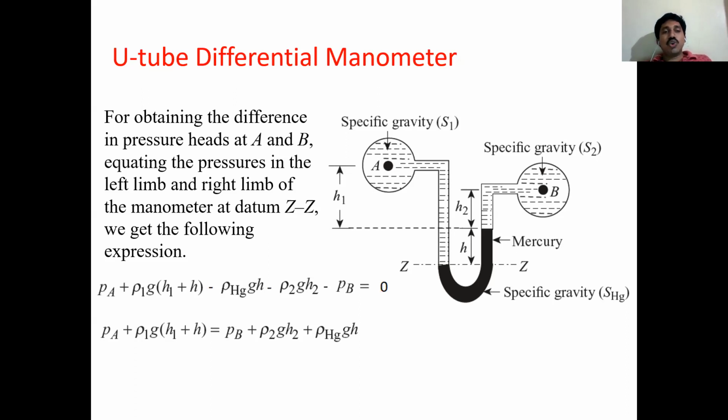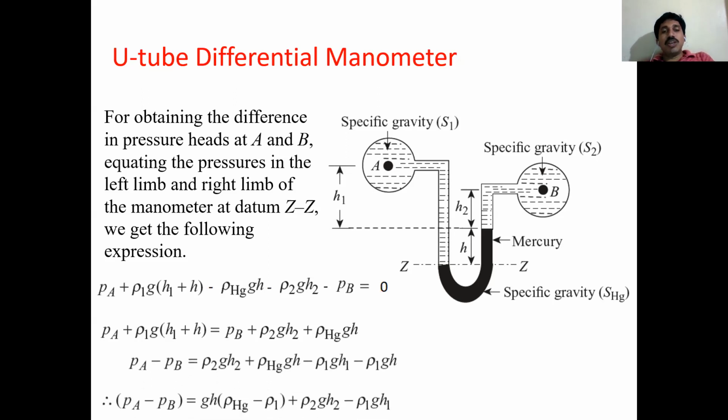PA plus rho 1 g (H1 plus H) equals PB plus rho 2 g H2 plus rho Hg g H. Simplifying this, PA minus PB equals g H (rho Hg minus rho 1) plus rho 2 g H2 minus rho 1 g H1. So this is the pressure difference between two points. This is the case when two pipelines are at different levels.